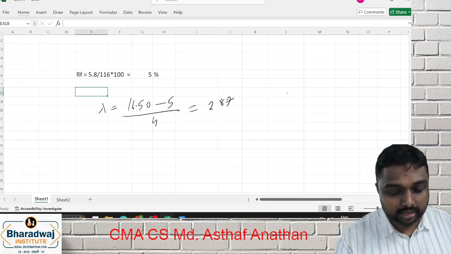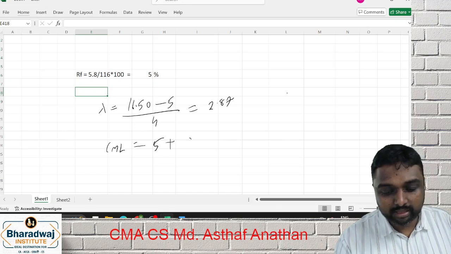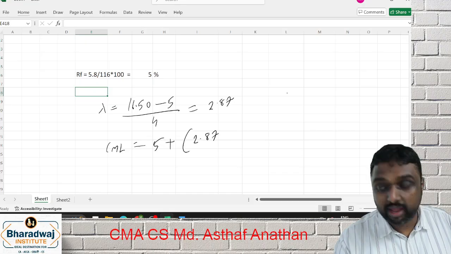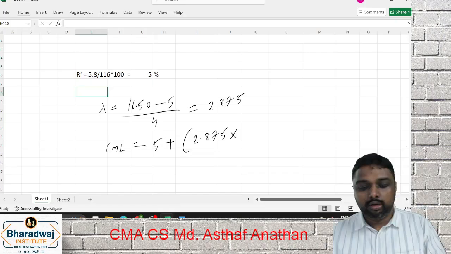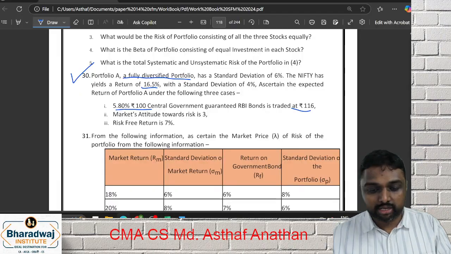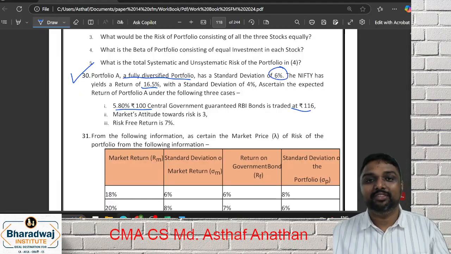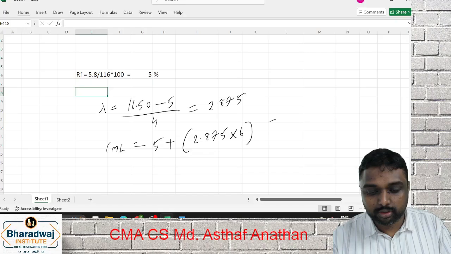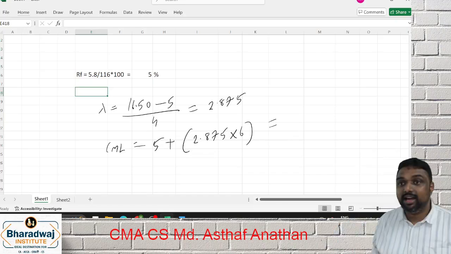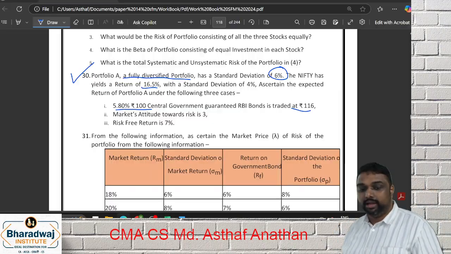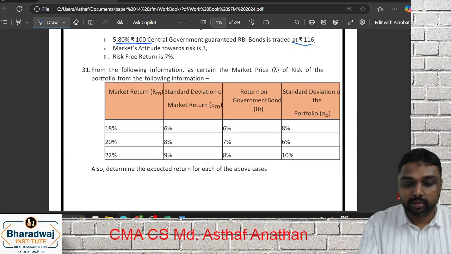What is the return under CML, friends? RF plus lambda, which is what? 2.875 into the standard deviation for that particular portfolio. The portfolio has a standard deviation of what? 6. So you have to multiply. You will get the return under CML. The same way only for the remaining things. These are all CML only.